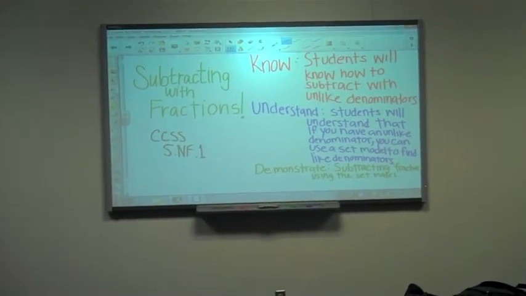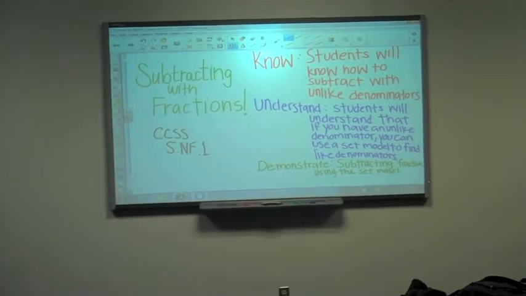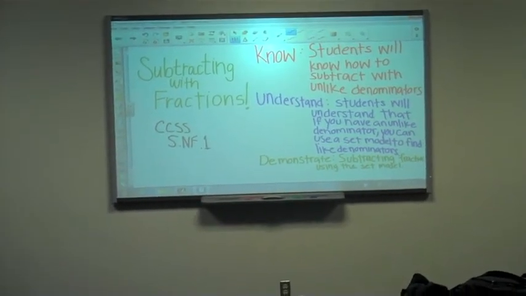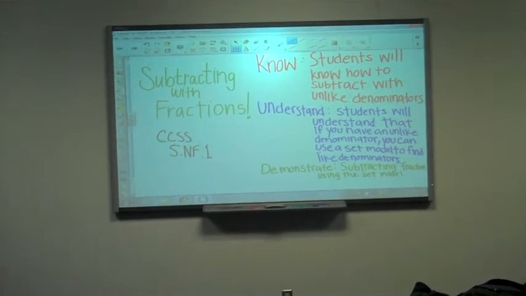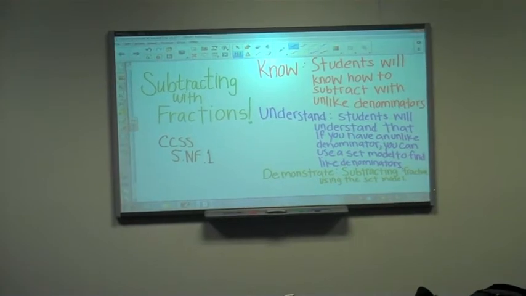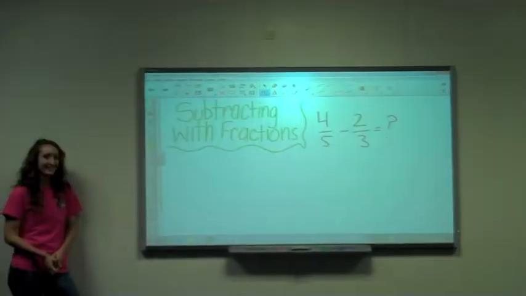Students will know how to subtract with unlike denominators. Students will understand that if you have an unlike denominator, you can use a set model to find a like denominator. Students will be able to demonstrate subtracting fractions using the set model.